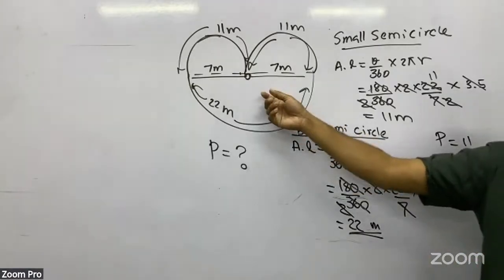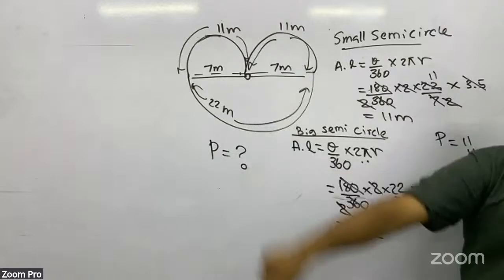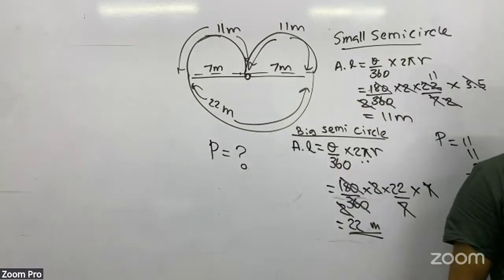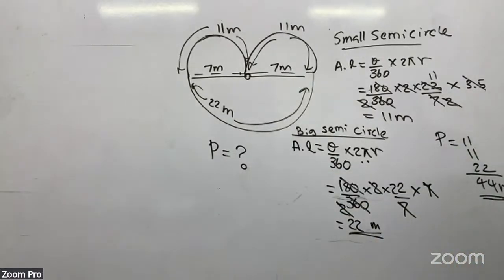Big one also 180 degrees. The small semicircle also 180 degrees. Only radius is different. Okay, nice. If anyone has any doubts, you can ask. Right. Okay, good.